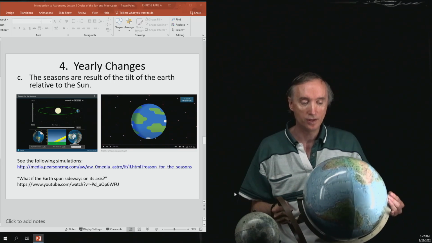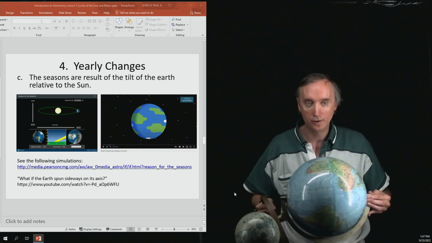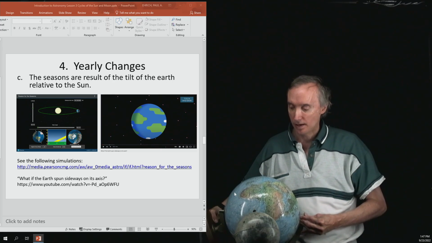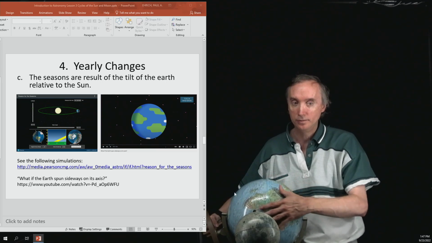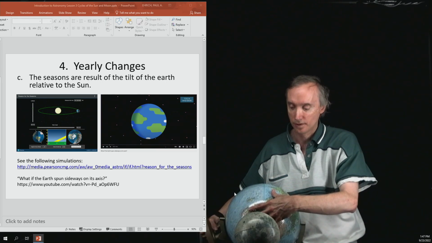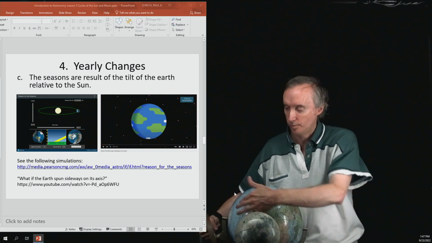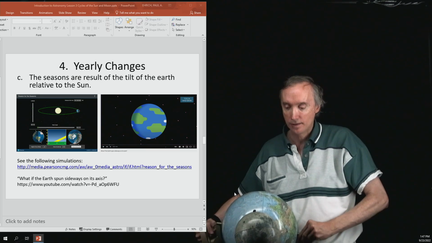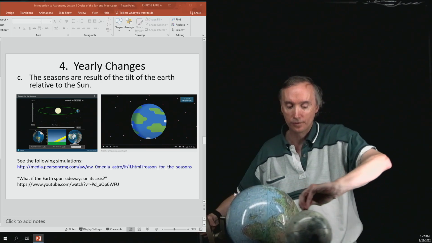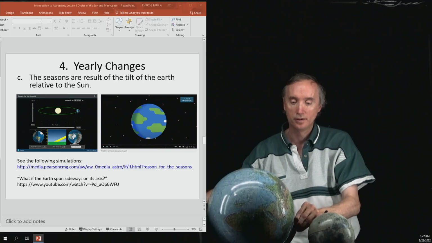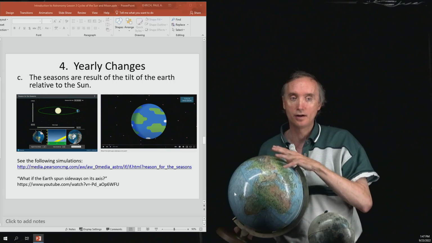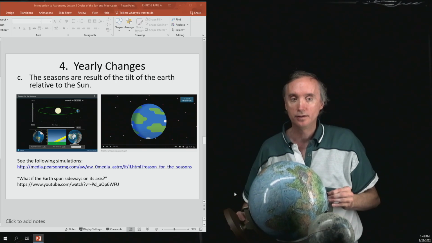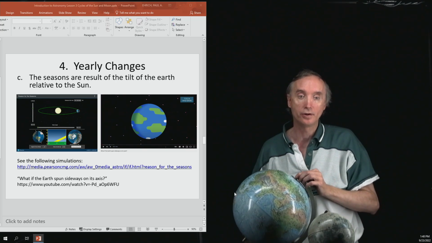Then the Earth would still orbit, so the Earth might orbit over to here. Three months later, it would be like this, and now this part would be getting direct sunlight, so it'd be very hot here. It would still be cold here, and still cold over here. Then it's going to orbit three months later over to here, and now it's this side of the Earth that would be baking, and this side of the Earth that would be in darkness and incredibly cold.